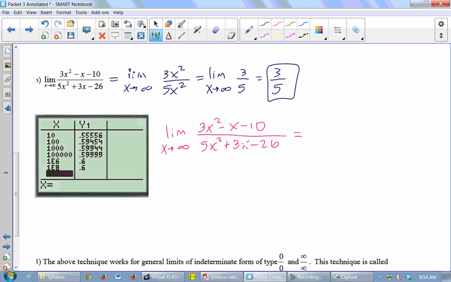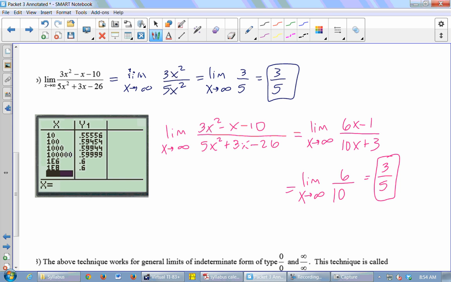So the way I find how fast each of these is changing is the derivative. So I take the limit as x goes to infinity of 6x minus 1 over 10x plus 3. They're still both going to infinity. They're both lines that are going to grow to infinity. So I can do it again. Take the derivative of the top and the bottom again, and I get the limit as x goes to infinity of 6/10, which is 3/5. Same thing I got just thinking it through or using a numerical technique.